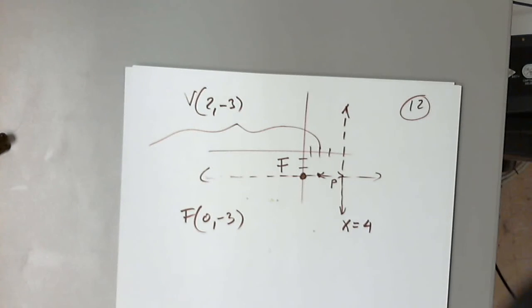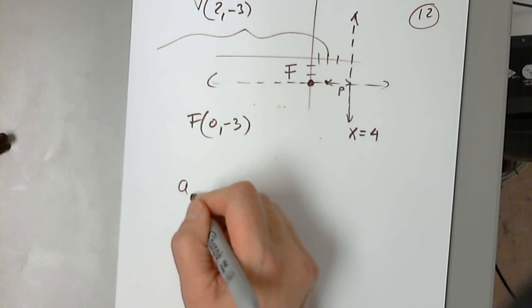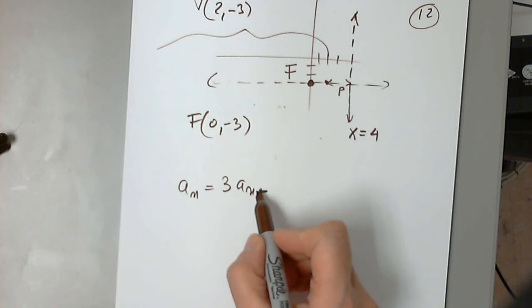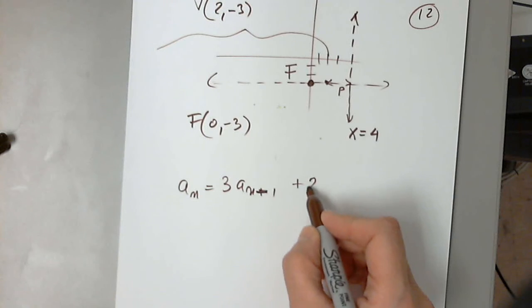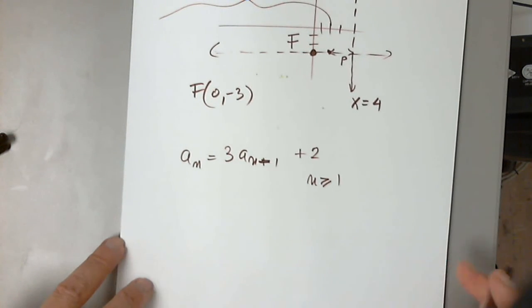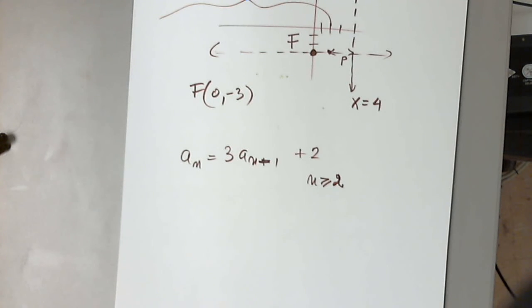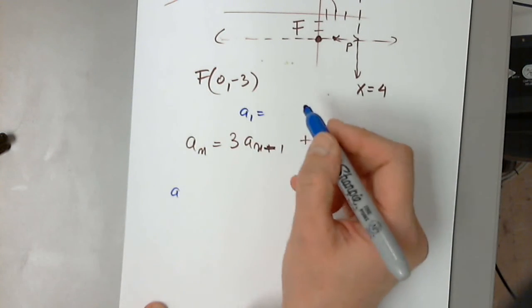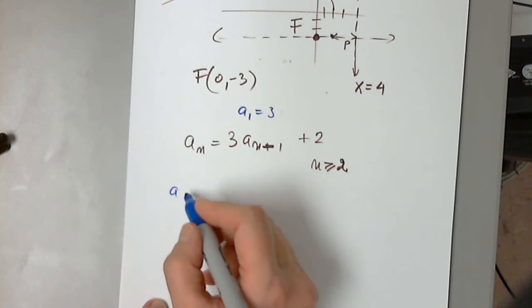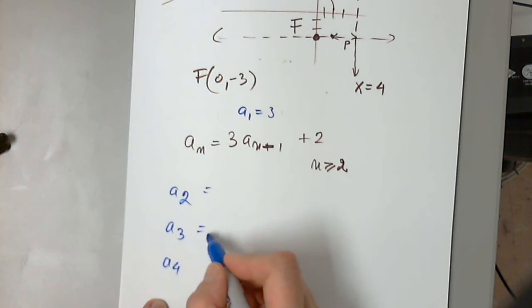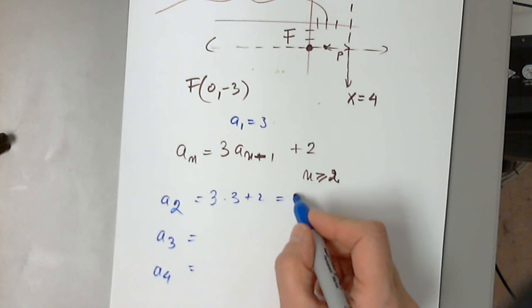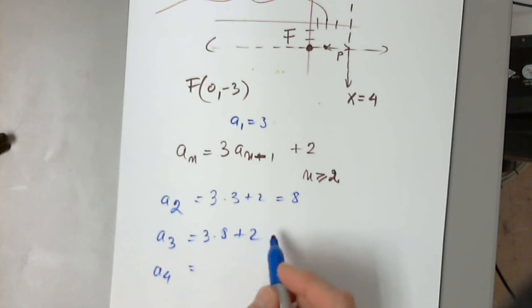For example, what if I were given a sub n equals 3 times a sub n minus 1 plus 2 for n greater than or equal to 2? We're asked to determine the first 4 terms. So we have to be given A1. Let's say A1 is 3. How do I determine A2, A3, and A4? A2 will be 3 times 3 plus 2. So this is 8. A3 will be 3 times 8 plus 2, and so on and so forth.